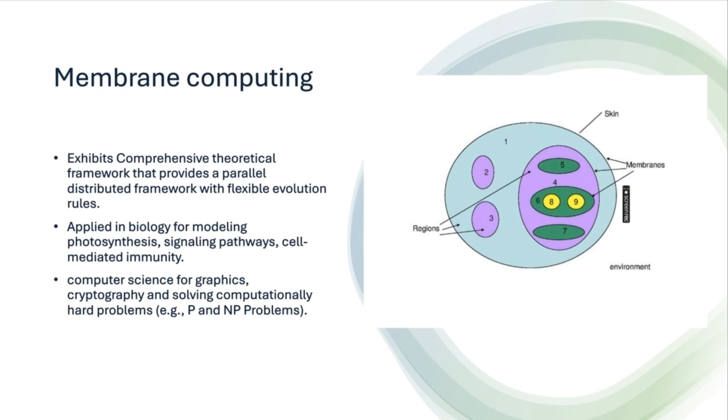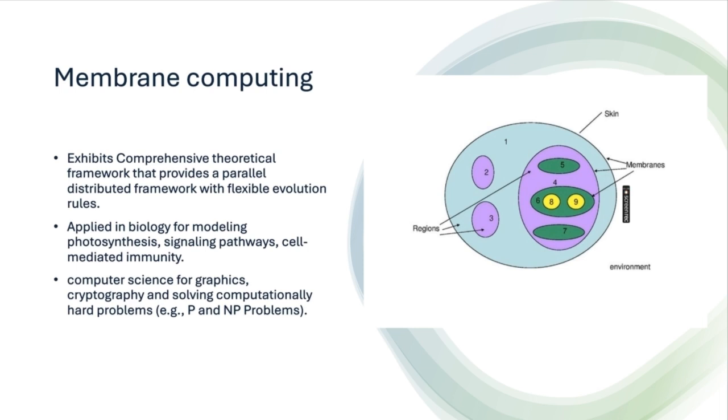We use mathematical models such as P systems to mimic the framework of a living cell. Our understanding of cell architecture is always increasing, leading to dynamic evolution rules. Membrane computing has many uses in biology, such as modeling photosynthesis, signaling pathways, cell-mediated immunity, and more. Cell-mediated immunity involves programming cells to produce antibodies for antigen.